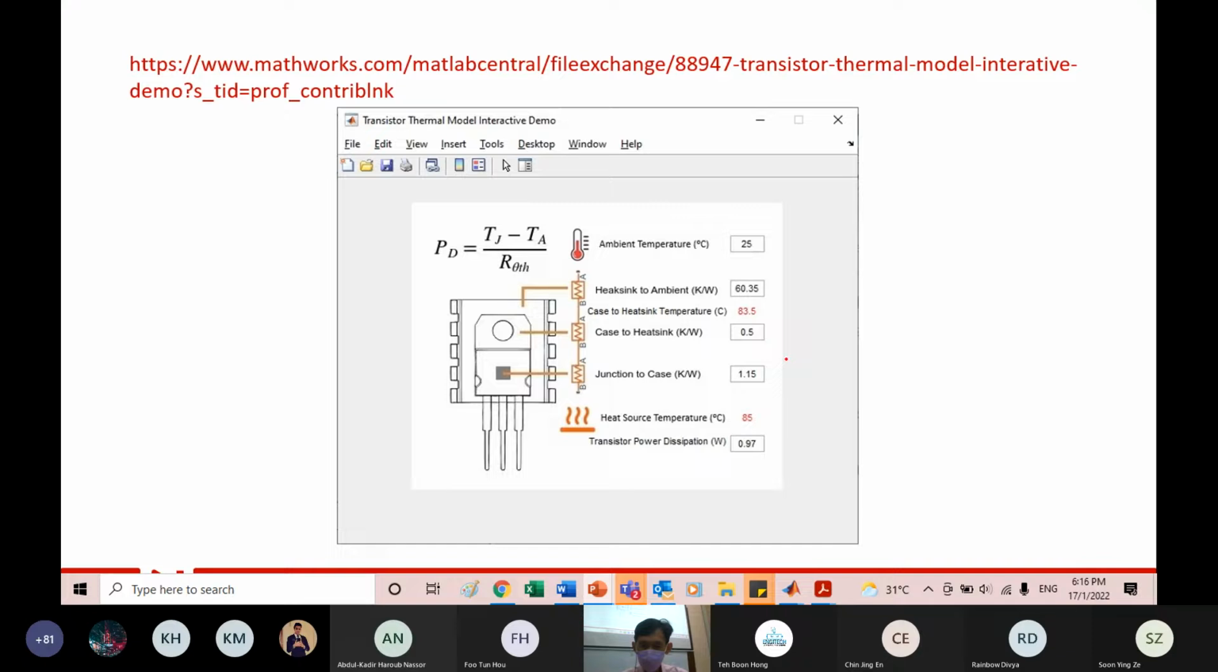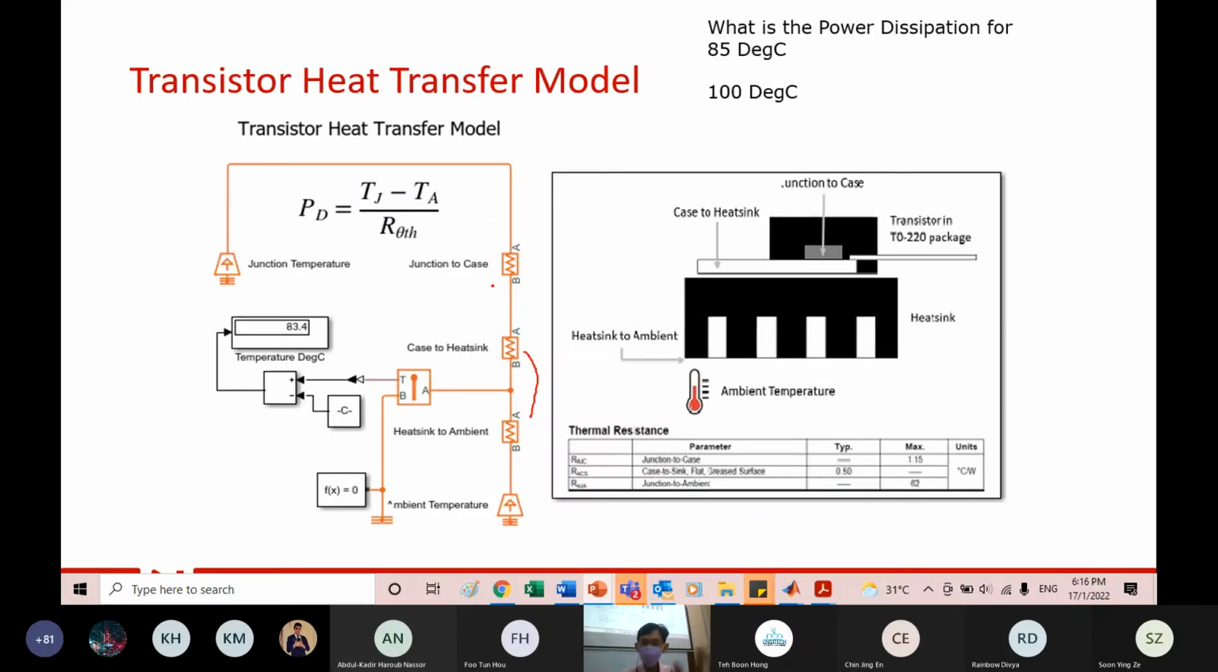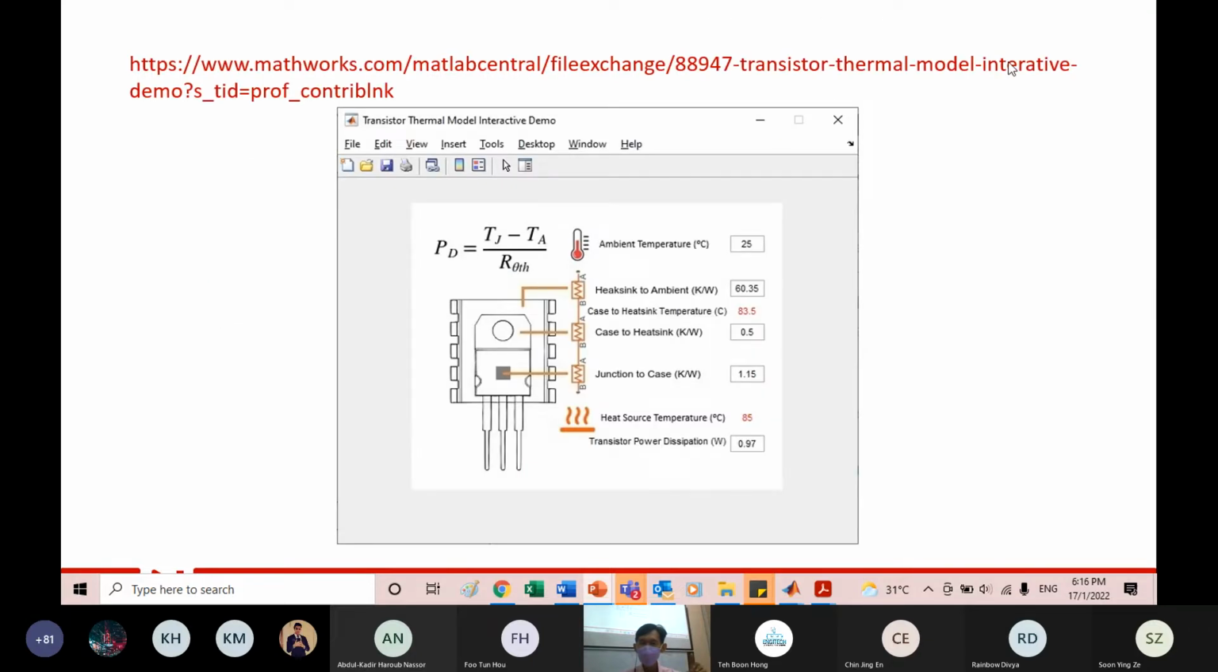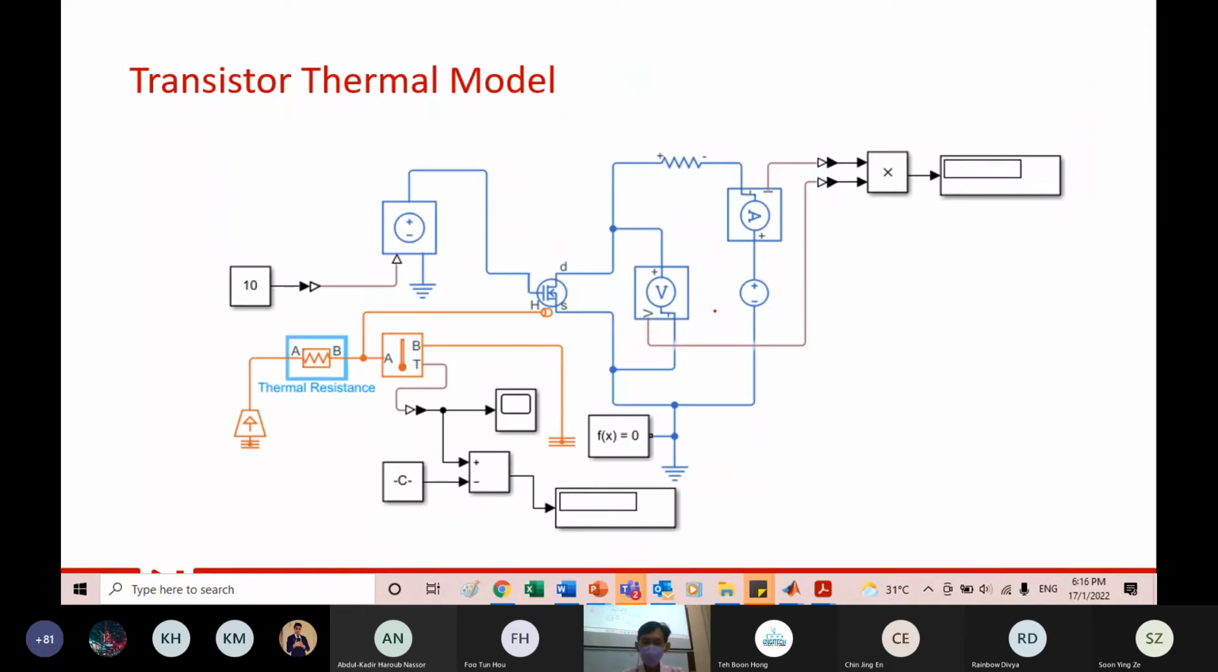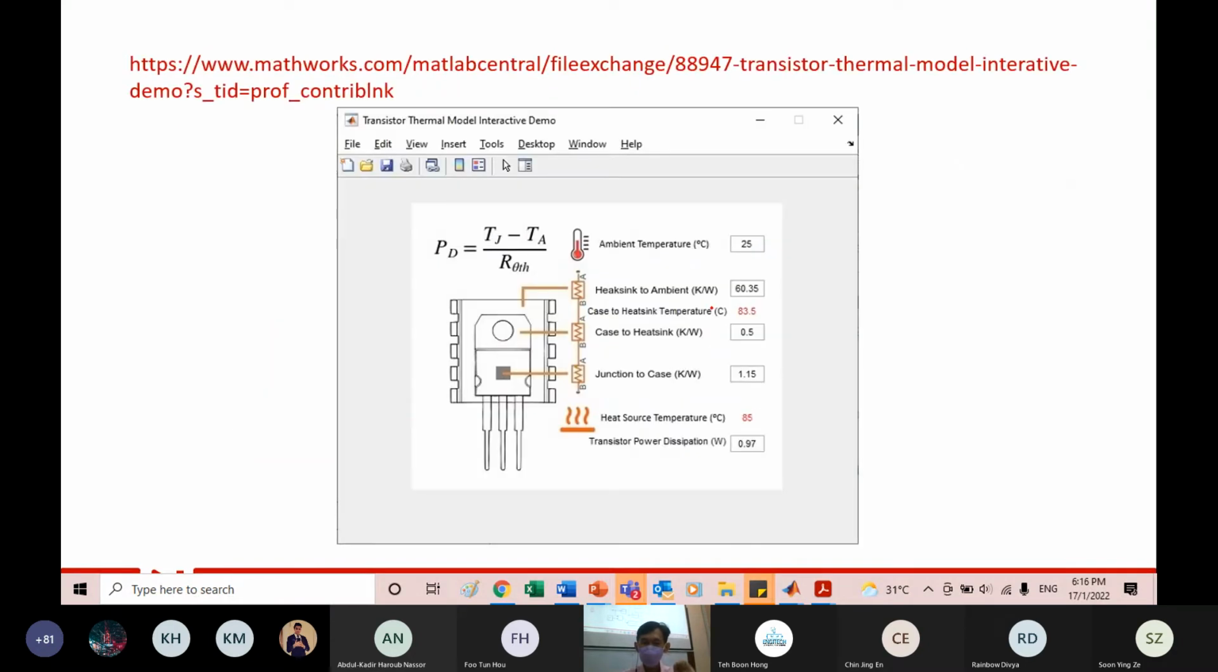Maybe we try this one first. This one, I think we don't have time to model for today. We try this one because it doesn't need Simulink. I already wrote the code. You can run this immediately. So we'll do this modeling in the next class, because I have a few models for you all to do. As for today, again, please download this.